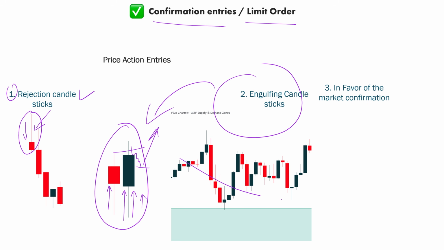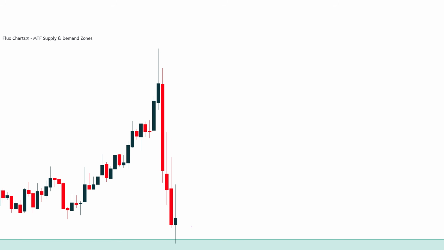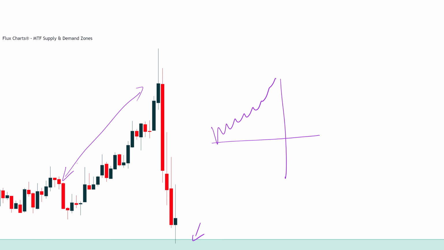So this one here, let me show you on the next example. Here we can clearly see that price touched the area from the indicator here. But the only problem is that if we see a correction here, let's say we see a correction, price drops and breaks it here, this is where we should be looking to go long.